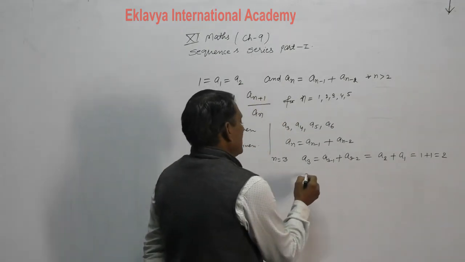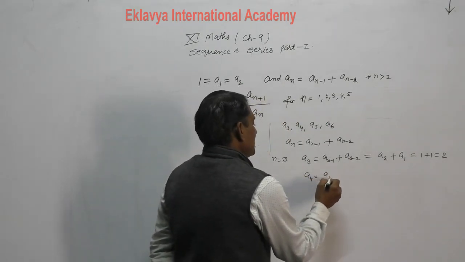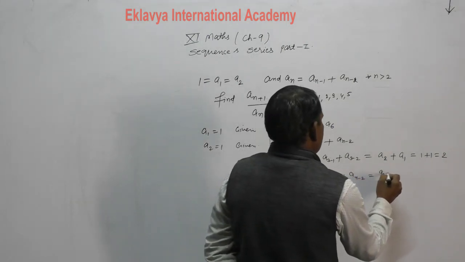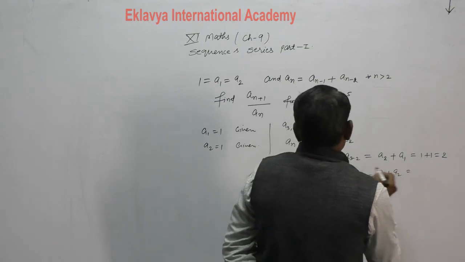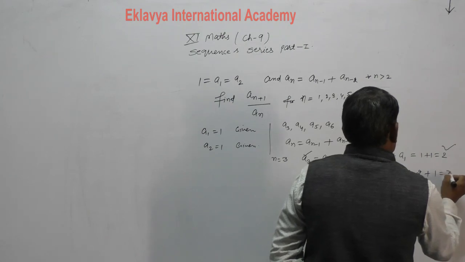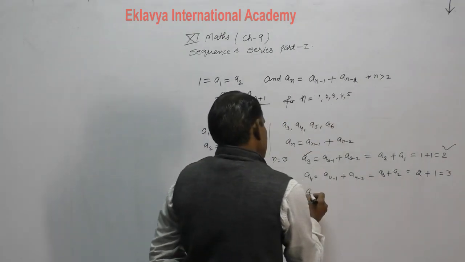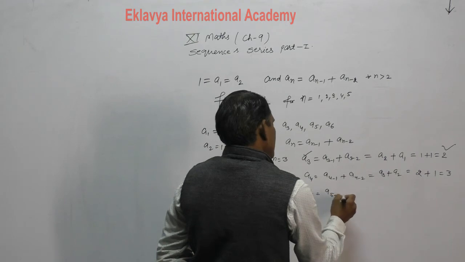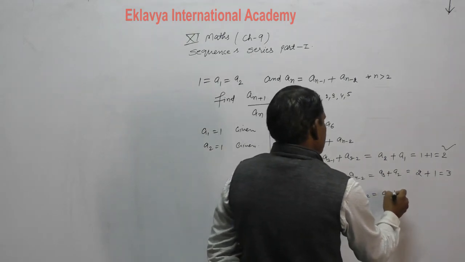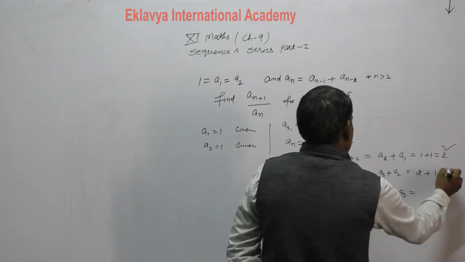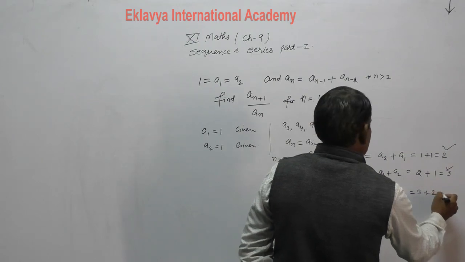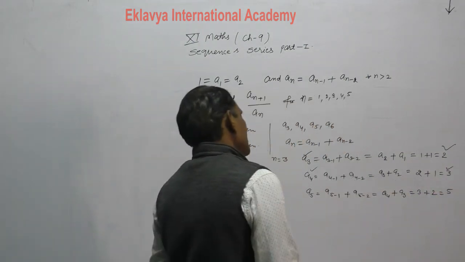Similarly, we will calculate a4, which is equivalent to a4 minus 1 plus a4 minus 2, so the result is a3 plus a2, and the value of a3 is 2 and the value of a2 is 1, so the result is 3. Now the next, a5, you will calculate as a5 minus 1 plus a5 minus 2, then it is expressed as a4 plus a3, and the value of a4 is 3 plus a3 which is 2, so the result is 5. Clear to everyone?